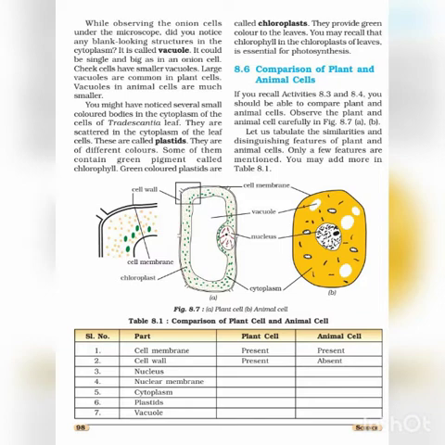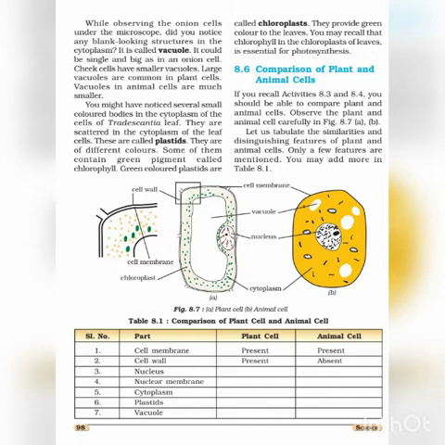Now vacuoles. These are blank looking structures in the cytoplasm. Plant cells have large vacuoles, animal cells have small vacuoles. There are several small colored bodies in the cytoplasm of the leaf cells. These are called plastids. They are of different colors. Some contain a green pigment called chlorophyll, and these green colored plastids are called chloroplasts. They provide green color to the leaves. Plastids are present only in plant cells.